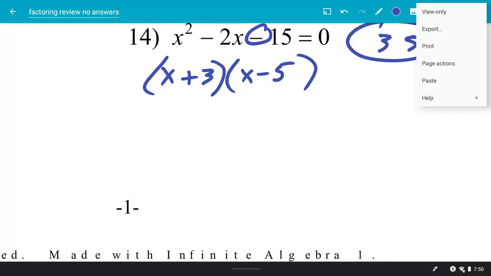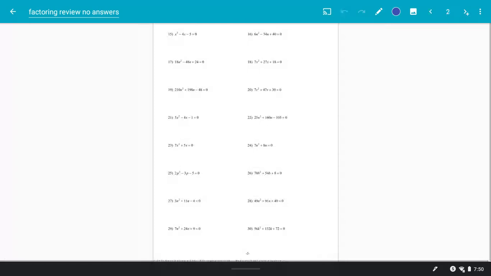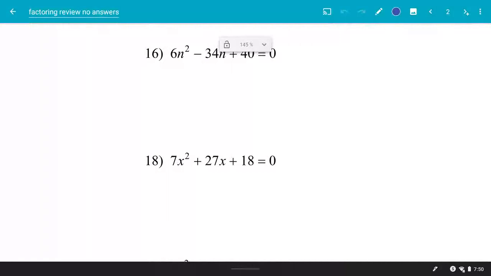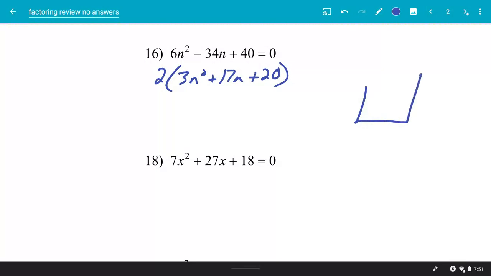Next page. Number 16, is there a GCF? Obviously 2 goes into it. 3 does not. 6 doesn't go into 34 or 40, so I can only pull out a 2. So I'm left with 3n squared plus 17n plus 20. On the inside, I still have a leading coefficient, so I've got to do the box.